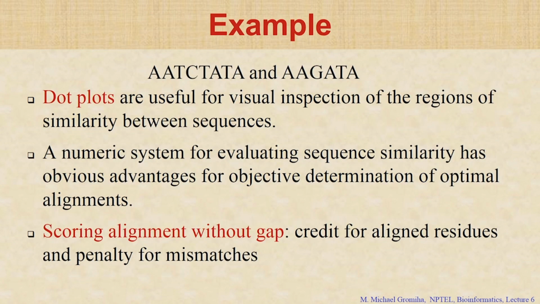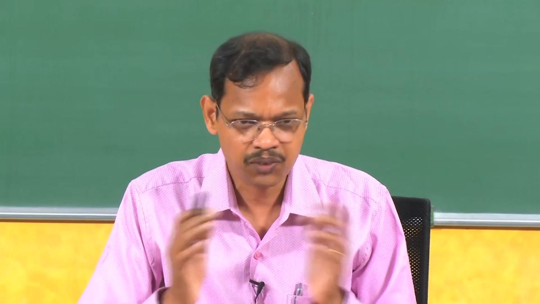Okay, now I showed two examples. First, this is sequence 1, here sequence 2. So, how far are these two sequences related with each other? First, as we discussed, we can have a dot plot, and we can easily see. You can construct a dot plot and see where you can have the same amino acids or insertions and deletions. Then we need a numeric system to evaluate how far these two sequences align with each other, whether this is a good alignment or a bad alignment.